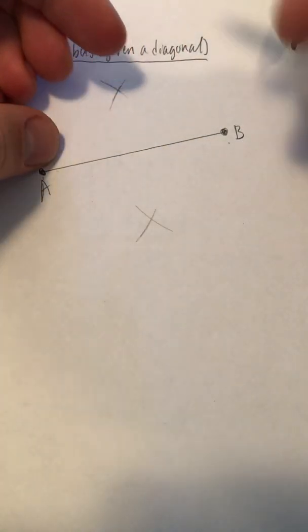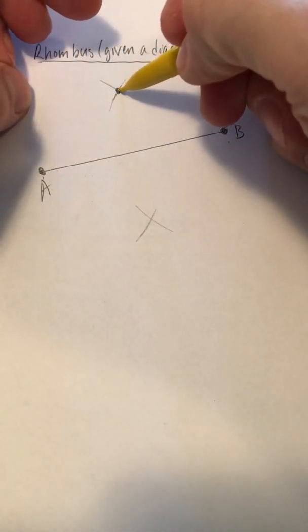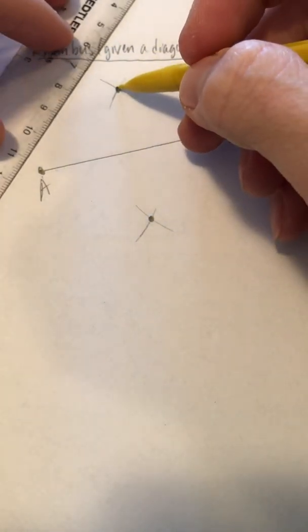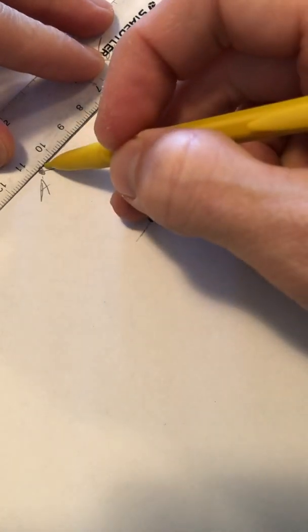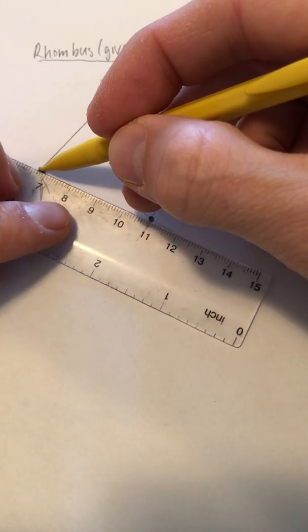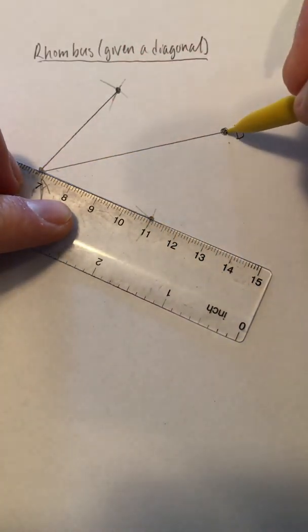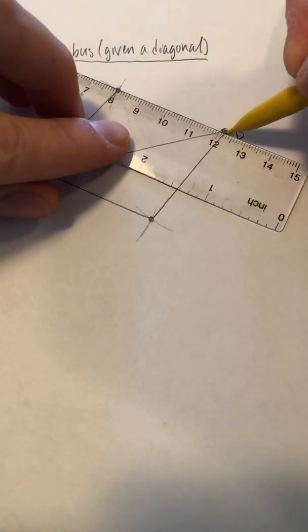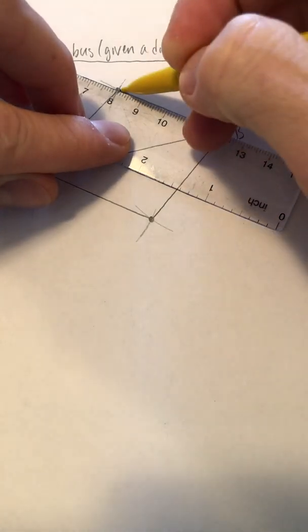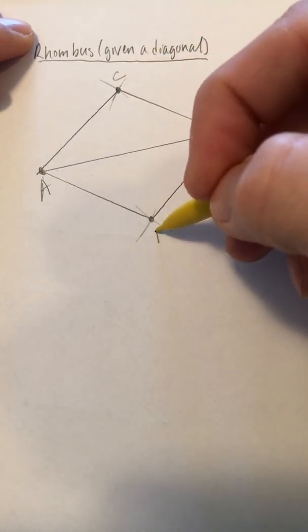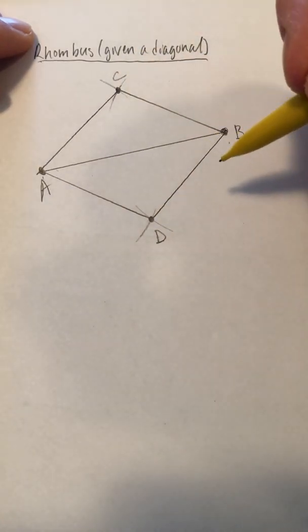Okay. What I've done is I've constructed 2 more points, which are the 2 other vertices of the rhombus. And I'm going to mark here with my ruler, trace it out here, the other vertices. Okay, so there's our rhombus. You can label this point C and this point D. Okay, that's the rhombus given a diagonal.